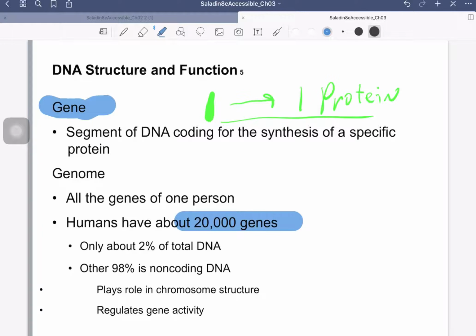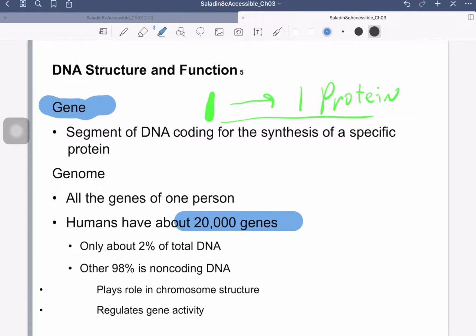So that didn't add up, that if we only had 20,000 genes, and if it was really true that one gene coded for only one protein, that would limit us to that number of proteins, 20,000. We know that there's more than that.